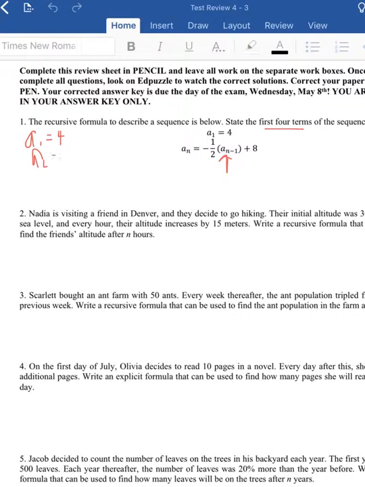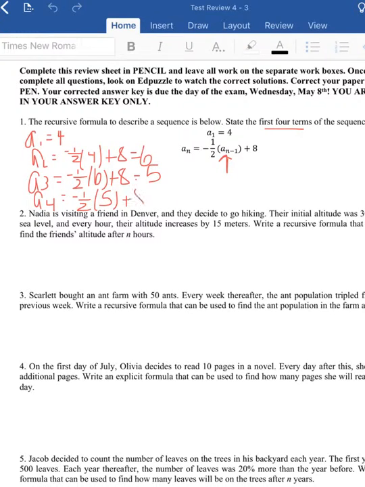A sub 2 is equal to negative 1/2 times a sub n minus 1, the previous term, plus 8. So negative 1/2 times 4 plus 8, which gives me negative 2 plus 8 is 6. A sub 3 is equal to negative 1/2 times the previous term plus 8. So that's negative 3 plus 8 gives me 5. For a sub 4, that is the fourth term, so this is the last one that we're going to find. Negative 1/2 times the previous term plus 8.